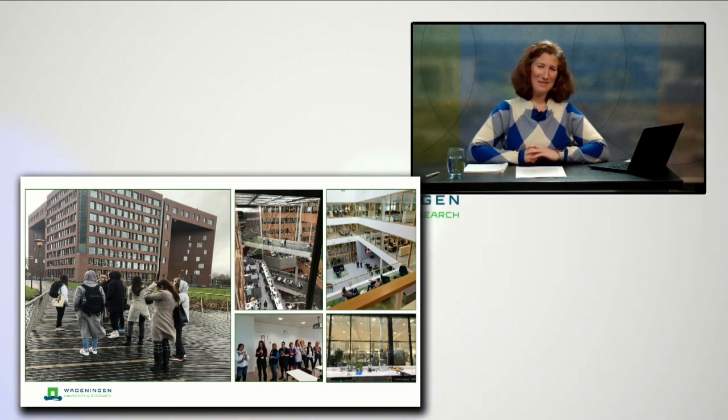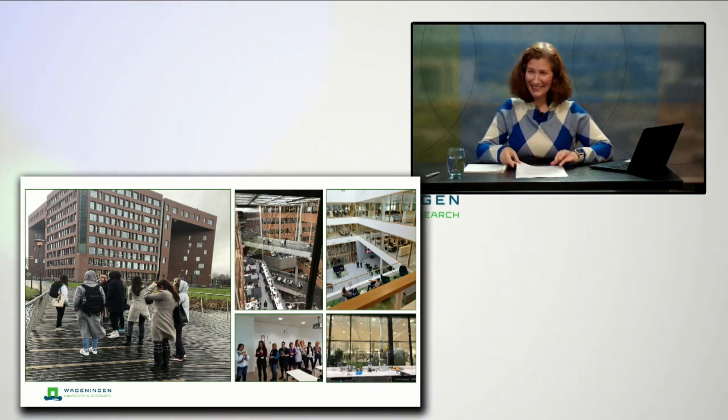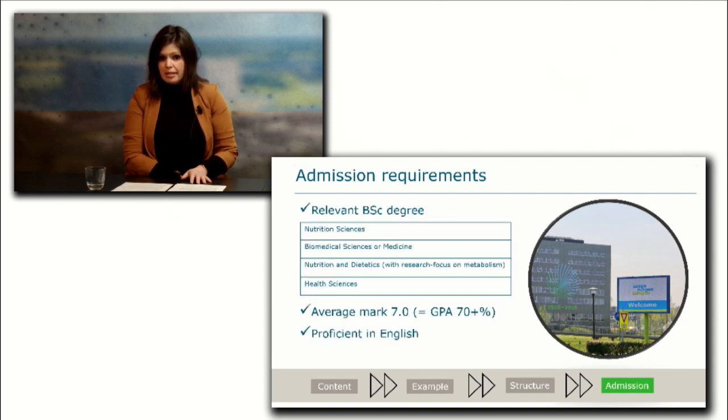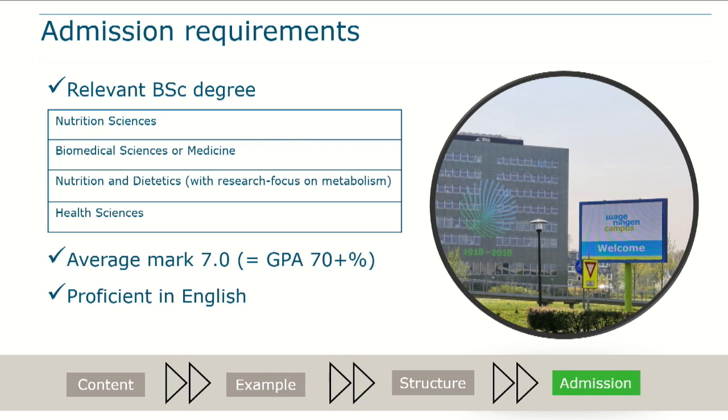Now we move on to the admission requirements. Amanda. Yes, let's move there, because you're all probably waiting for this point. So the admission criteria. Well, you can be admitted to the program if you have a bachelor in one of the areas that is related to the field. And here you see a list of bachelor degrees that are related. So you can think of nutrition sciences, biomedical sciences, or medicine. Nutrition and dietetics is also a good bachelor background.